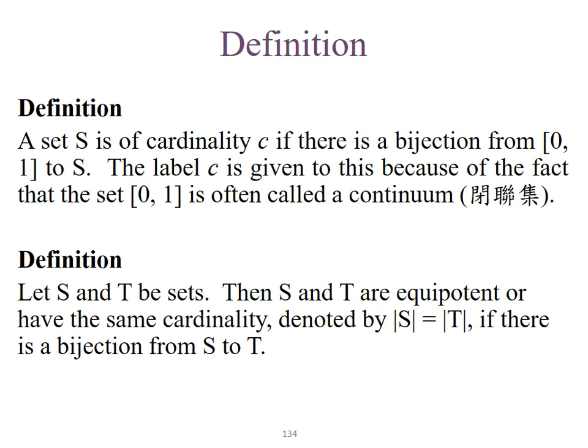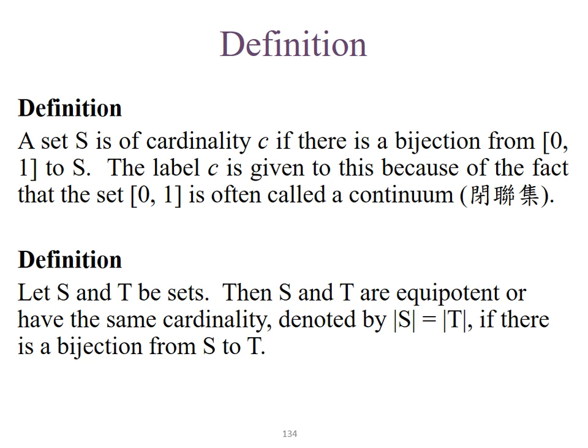Now we have a formal definition for the cardinality of an uncountable set. If a set S has cardinality C, it means we can find a bijection function from the interval 0 to 1 to S, and then we use the cardinality C. In any case, it's the cardinality of this uncountable set. We call this a continuum.